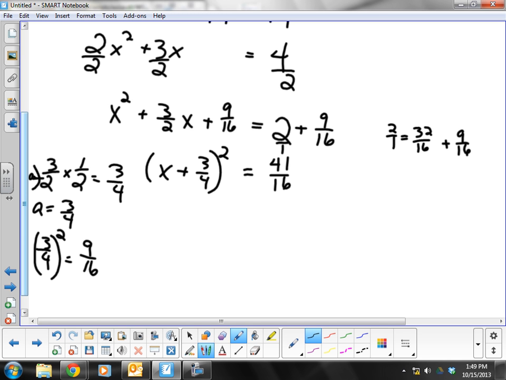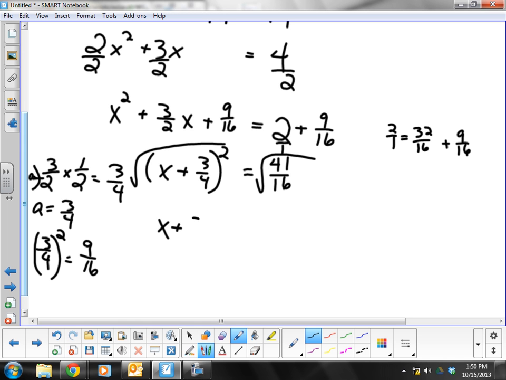Okay, we good? Again, you could have put that in your calculator and got that same number. You just have to tell it to change it to a fraction when you get finished. Do 2 plus 9 divided by 16, then hit math and change the fraction, and it'll give you the same number. Okay? Now, I got to take the square root of both sides.